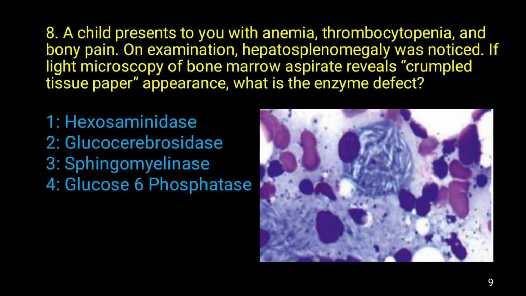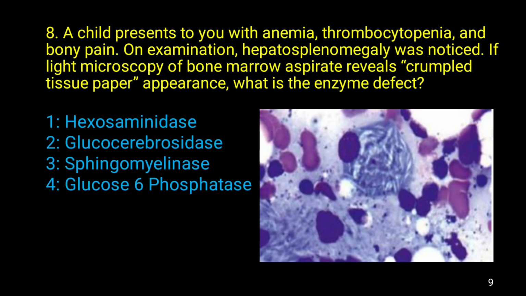Now here is an interesting question. A child presents to you with anemia, thrombocytopenia and bony pain. On examination, hepatosplenomegaly was noticed. Light microscopy of bone marrow aspirate revealed a crumpled tissue paper appearance. This phrase, crumpled tissue paper, you have to permanently remember, because it is typically giving you the idea about one disorder, that is Gaucher's disease.